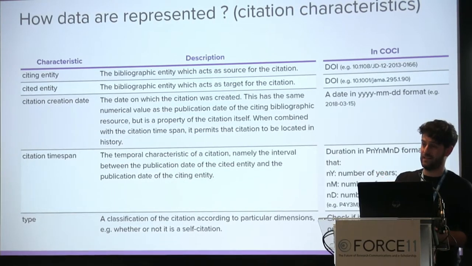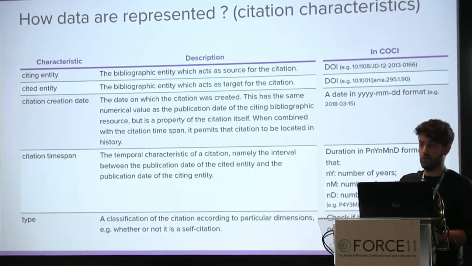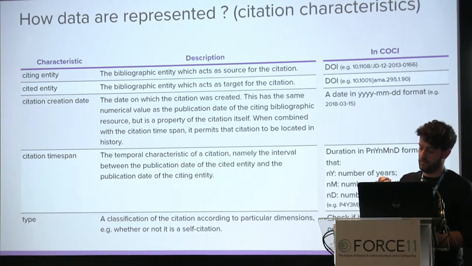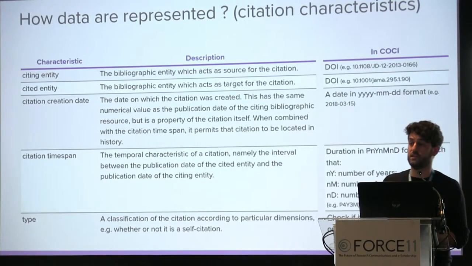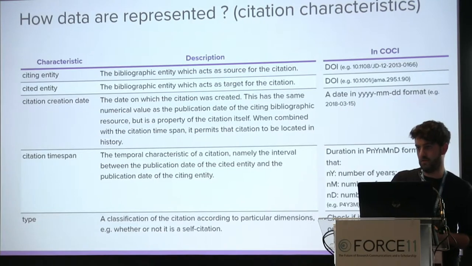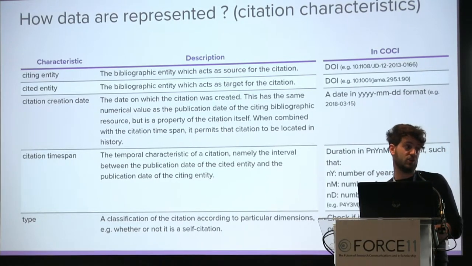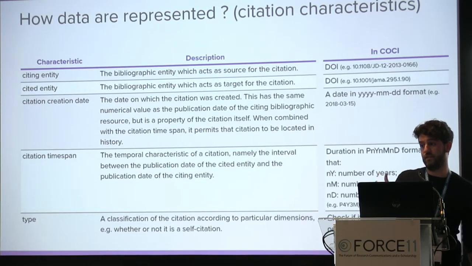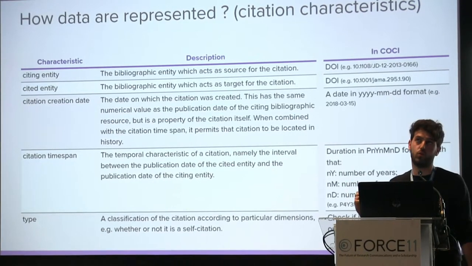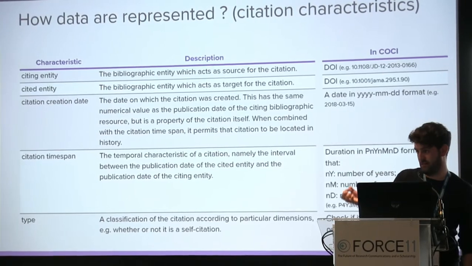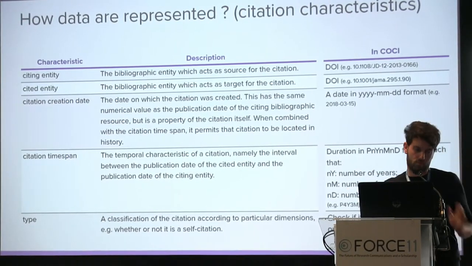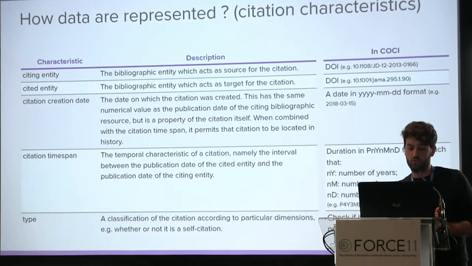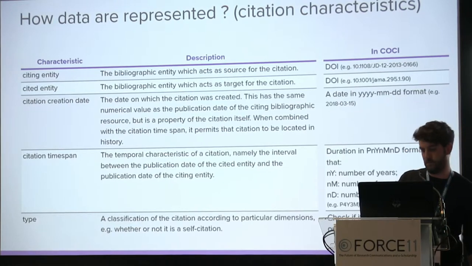The creation date is the date when the citation was created. So a citation is created once the article or the document is published. So that's the time for us when a citation is created. Then we have the citation time span. So we have the delta between when the document was created and when the other document it cites was created. The difference between these two times is the citation time span.